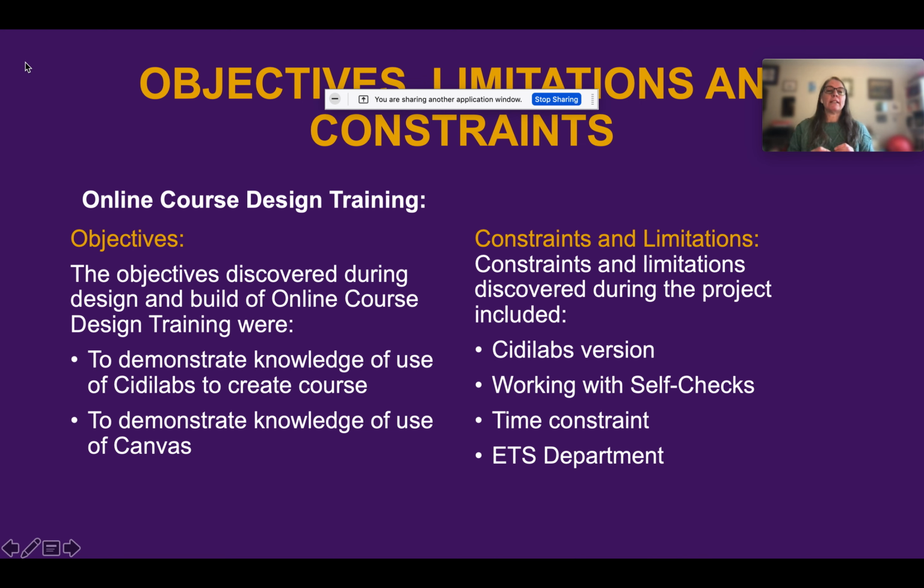The constraints and limitations I discovered during the project were that UNA uses the regular City Labs version instead of the Design Plus, which helps edit images faster, etc. So it would have saved a little bit of time and a little bit of work to be able to use the Design Plus. Also, I'd never worked with self-checks before, so I had to learn that. The time constraint again around this project and being back and forth editing with the ETS department was also a limitation and constraint.